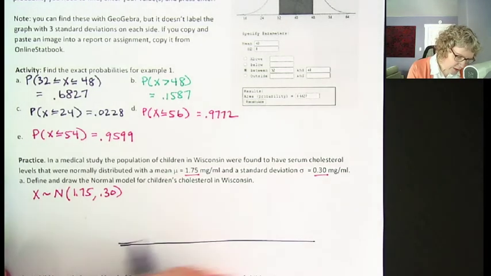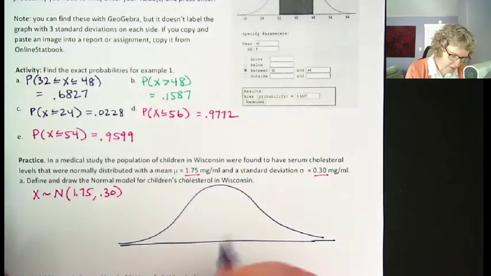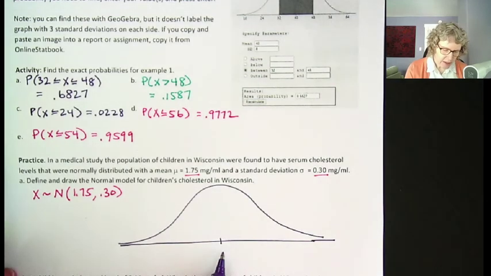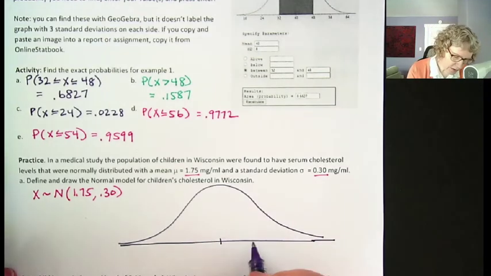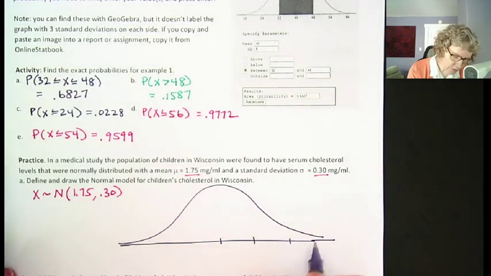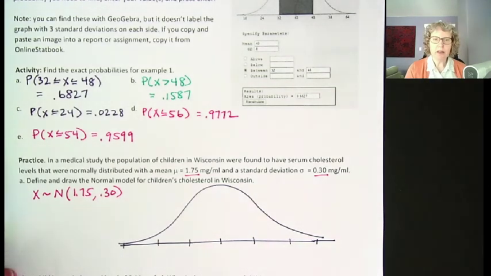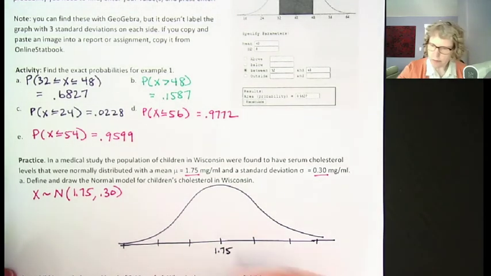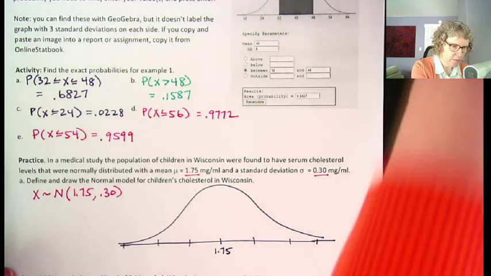I'm going to draw my axis and just draw a rough curve. You'll get practice at drawing these. And then I'm going to put the mean in the center, and I'm going to evenly space 3 tick marks on each side. Remember, we label 3 standard deviations on each side. So 1, 2, 3, 1, 2, 3. Okay, and we put our mean in the center, 1.75.